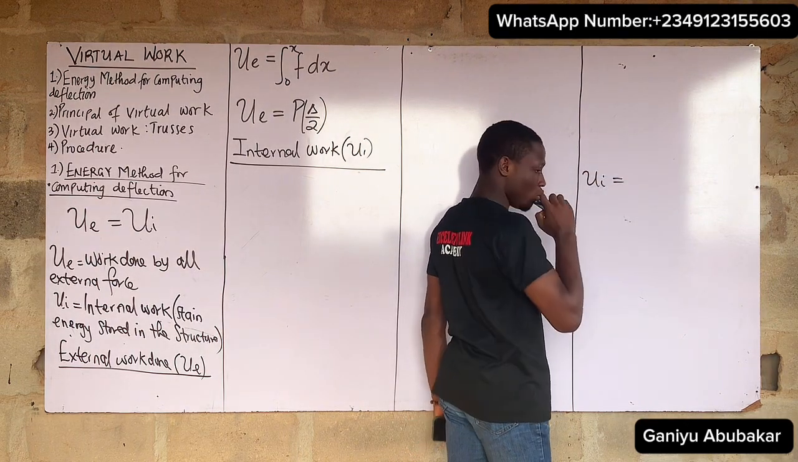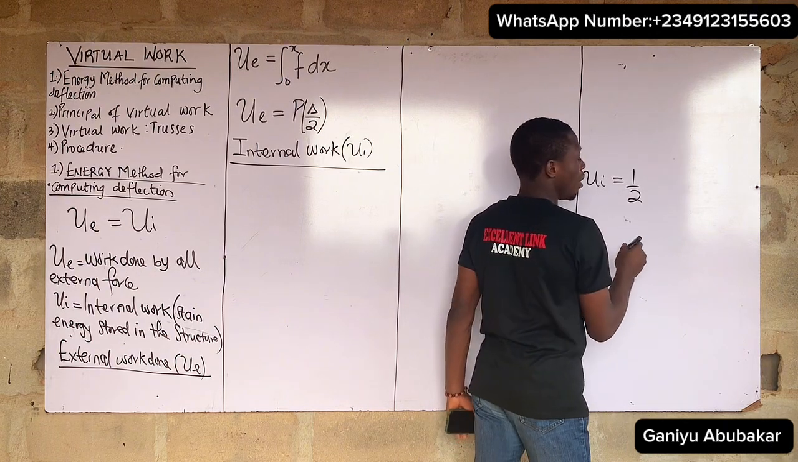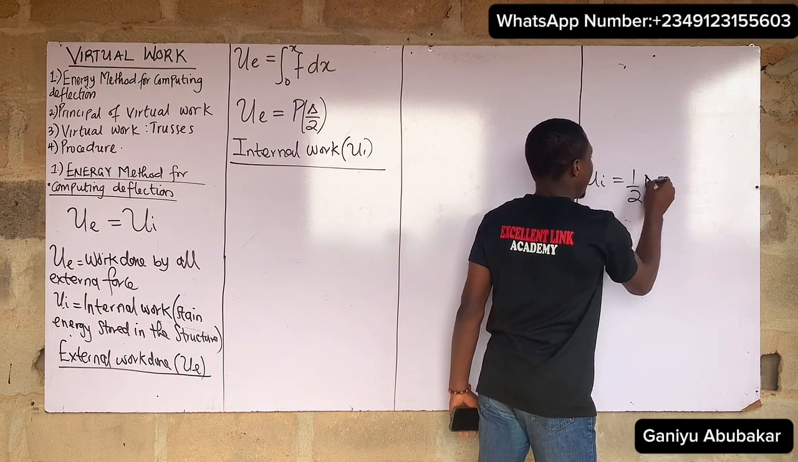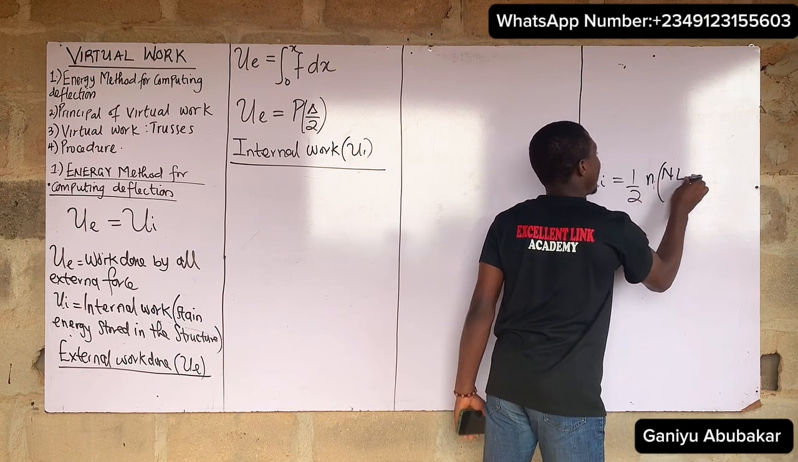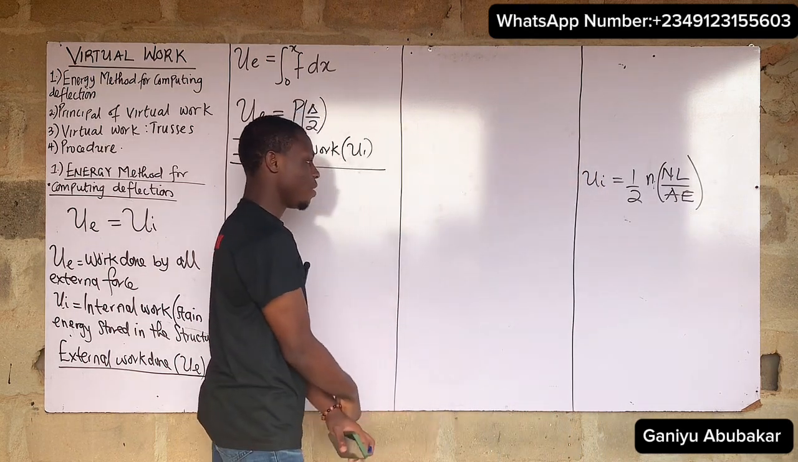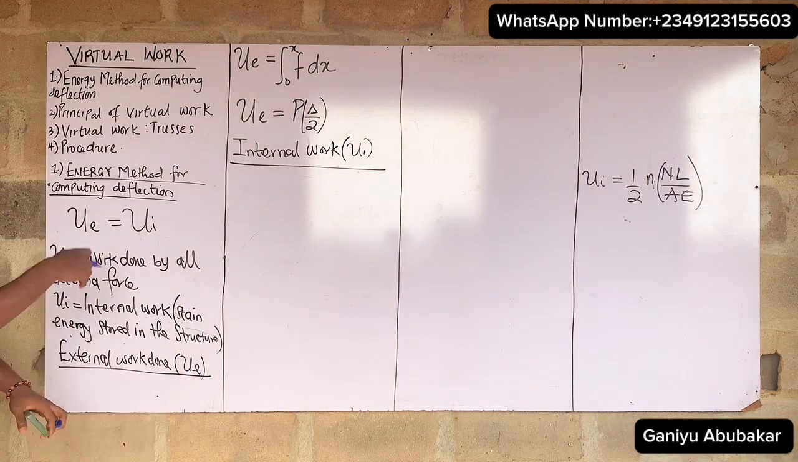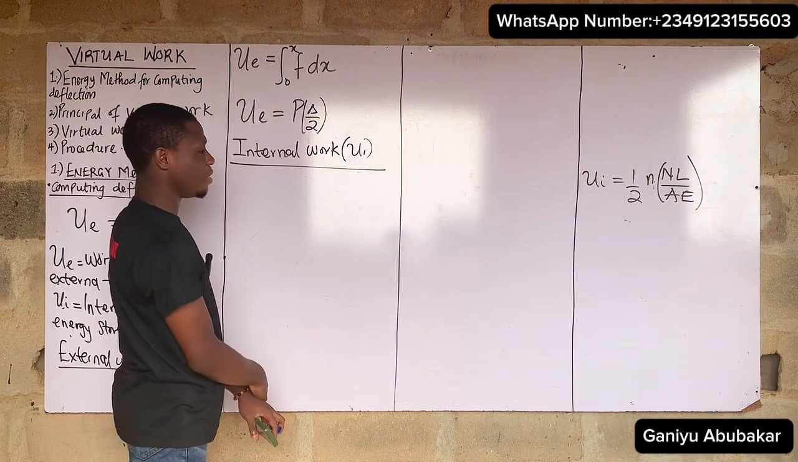UI per se is equal to half n into NL over AE. This is the expression for UI, right? So let's see if you can get this expression there. Yeah, I'm correct. That's it there. So let's see if you can derive this. Let's derive this formula, please.